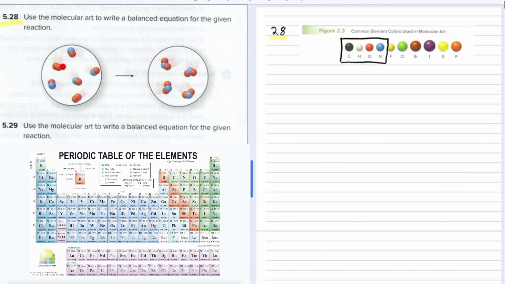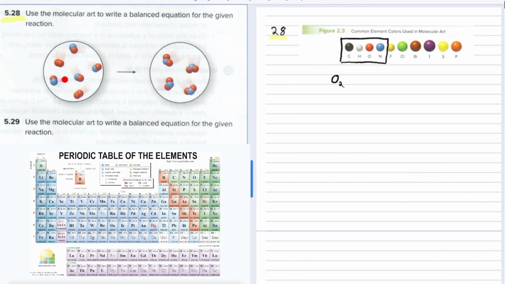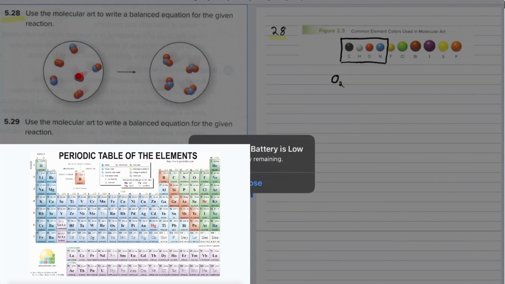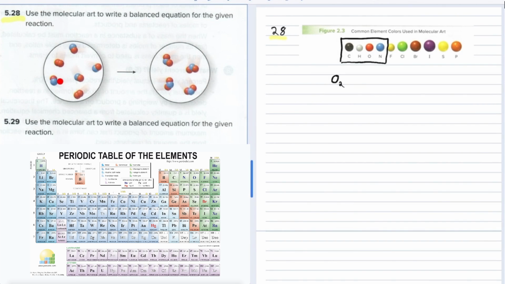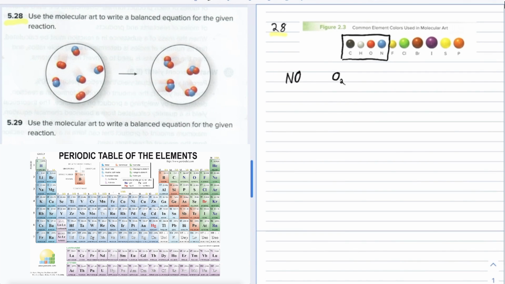So these are O2. You got two oxygen atoms connected together. So we have O2. That's one of the reactants. And then what's the other one? You got NO. One nitrogen, one oxygen. So we can write that as NO. So you got NO plus O2, and then what does that turn into?